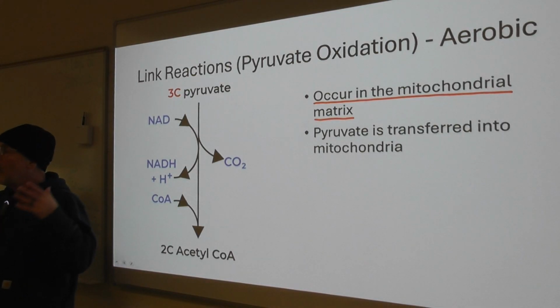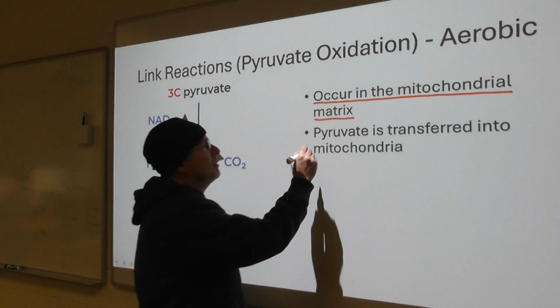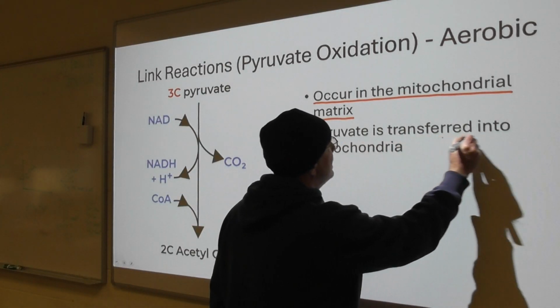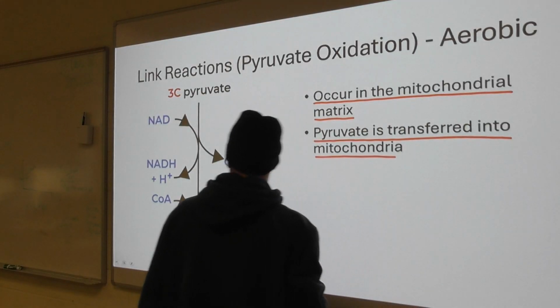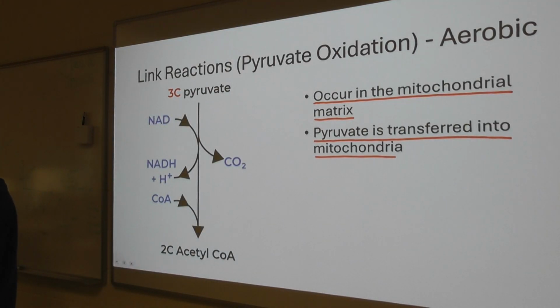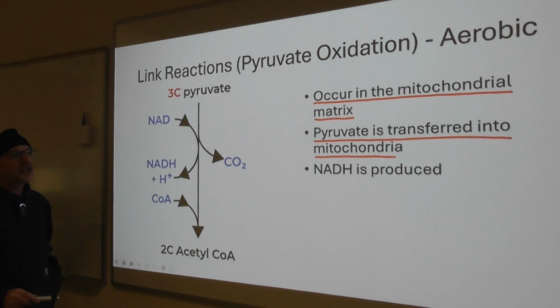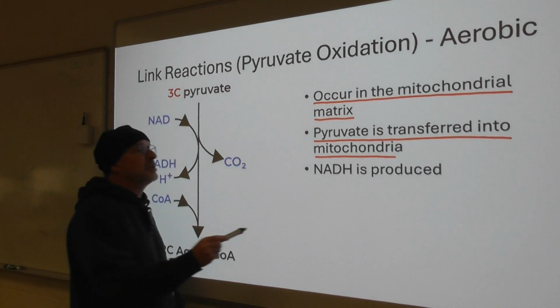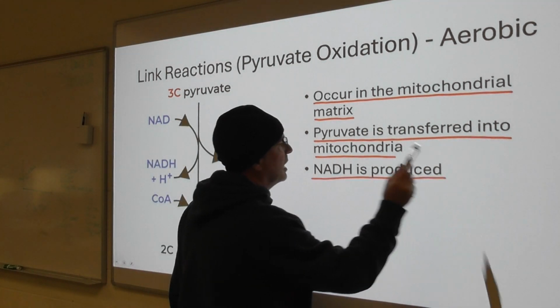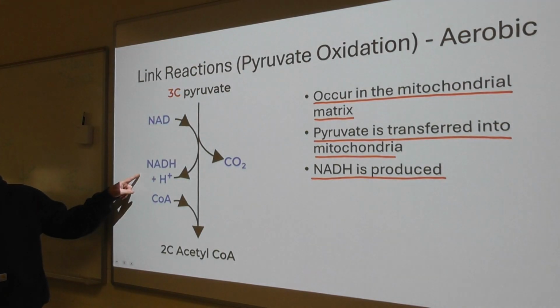And part of this process involves pyruvate, which is generated in the cytosol, moving into the mitochondria. So there's a bunch of stuff that goes on. It moves pyruvate from the cytosol of your cells into your mitochondria. I don't know how it happens, and you don't need to know that either. And then the link reactions make some NADH. So we're getting more NADH now. We got some from glycolysis. We're getting some from the link reactions.